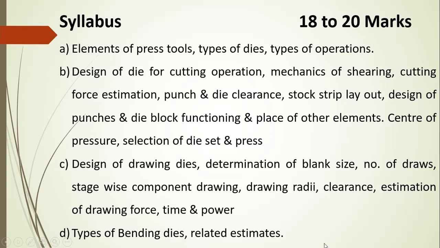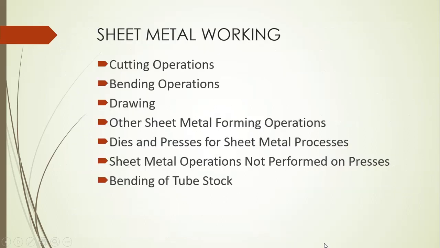Before going to study the press tool, we must know what the different working processes available on sheet metal are. What is meant by sheet metal? Sheet metal is a material which has less thickness as compared to its wide surface area.